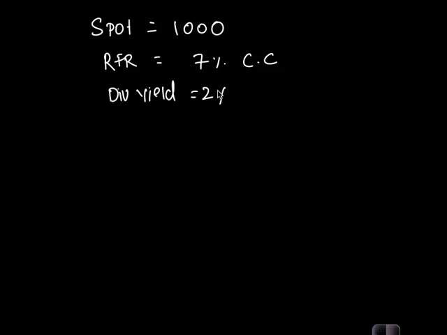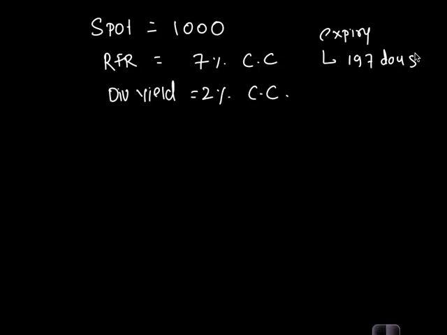Okay, spot is 1000. Risk-free rate of return is 7%, continuously compounded. And dividend yield is 2%, continuously compounded. Expiry is 197 days from today, and you have to find out the no arbitrage forward price.